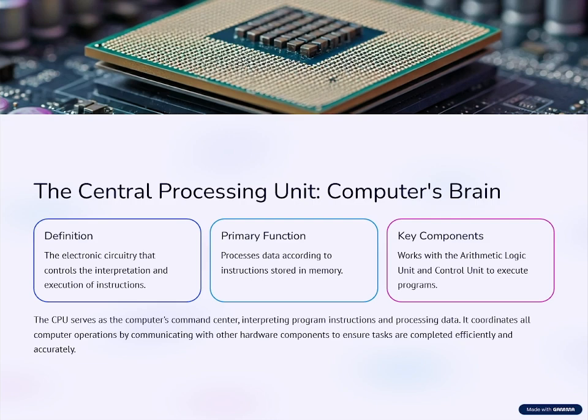Now, what are the key components? It works with the arithmetic and logic unit, some people call it the ALU, and it also works with the control unit. The control unit will always coordinate the activities of processing within a computer system operation. The arithmetic and logic unit is going to solve mathematical operations, and these two components will help in execution of programs.